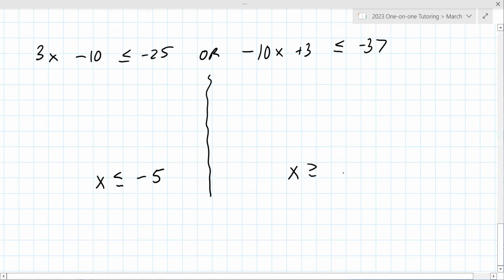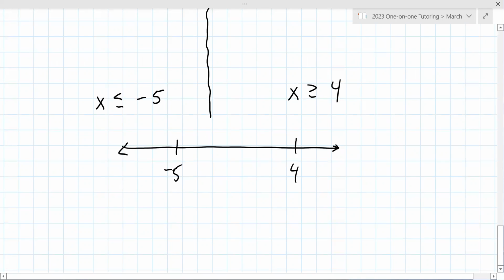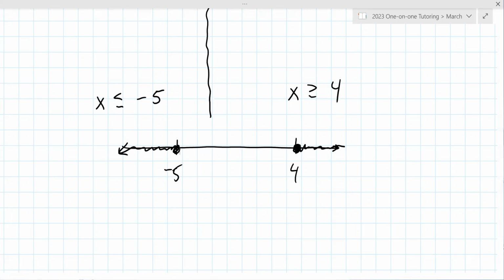Yes. Okay. Very good. So on your number line here, -5, that's 4. Tell me what to do. Tell me where to shade. On 4, you go right, and it's a closed circle. Good. And on -5, you go left, and it's closed also. Okay, very good. All right, let's have you try one more here.